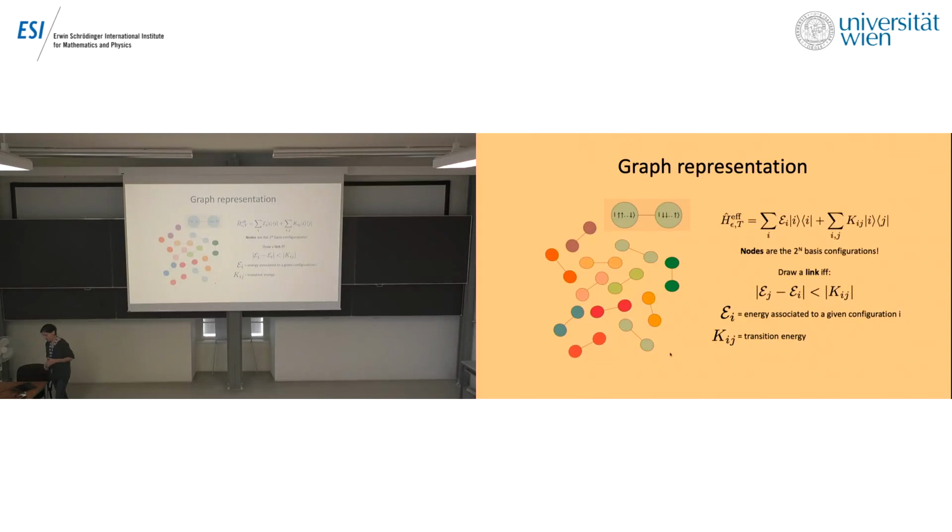So again, I just wanted to emphasize that the representation of the graph does not involve qubits as nodes, or entanglement, or physical links as links that bond these nodes. The nodes are configurations, and the links are the possibility of transiting between configurations, given that this condition is fulfilled.